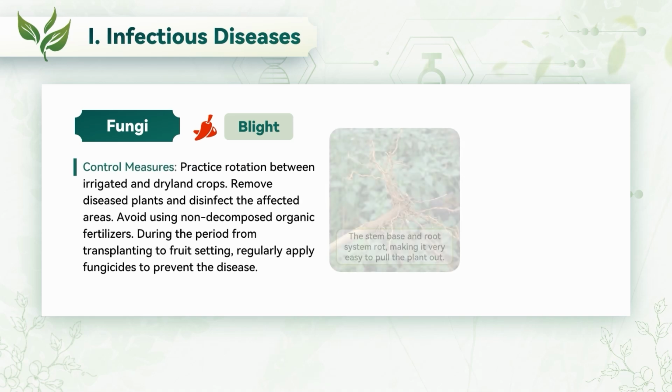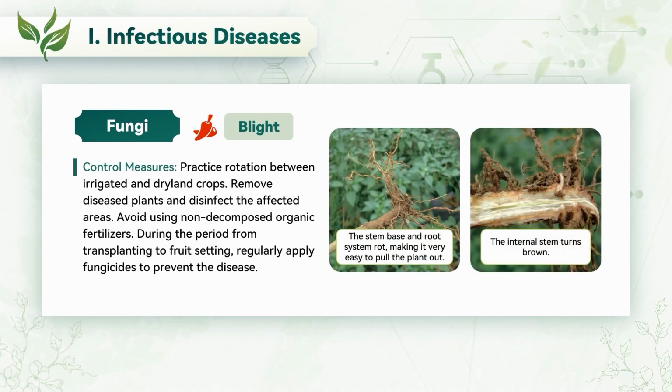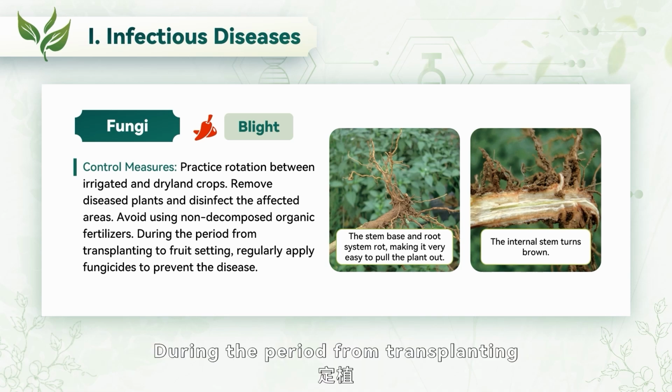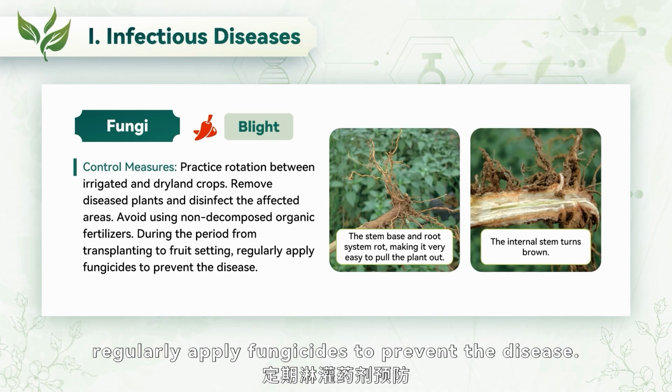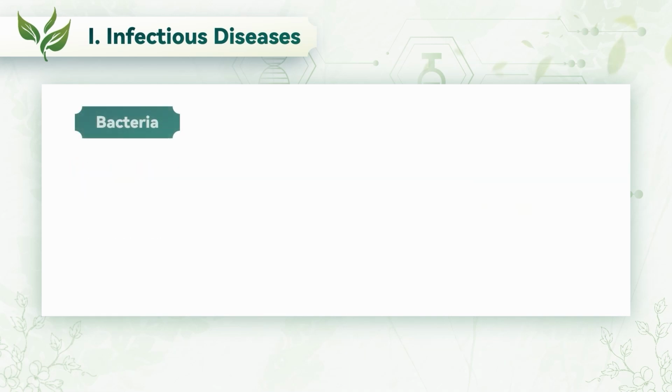Control measures. Practice rotation between irrigated and dryland crops. Remove diseased plants and disinfect the affected areas. Avoid using non-decomposed organic fertilizers. During the period from transplanting to fruit setting, regularly apply fungicides to prevent the disease.